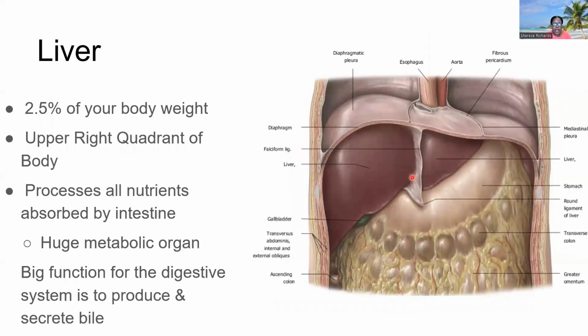Let's talk about the liver. And the liver is a really important organ. It's the largest visceral organ in our body. It's about 2.5% of our total body weight, so even heavier proportionally than, say, the brain or any other organ. It's in the upper right quadrant of the body. It's going to process all of our nutrients. The liver has a huge job. It has a really large task.